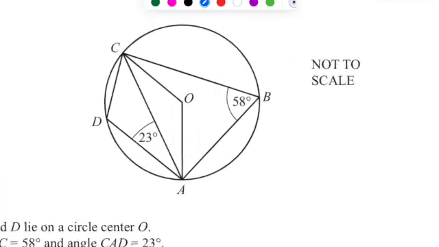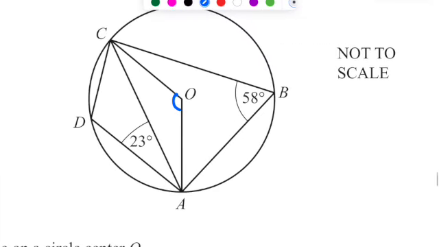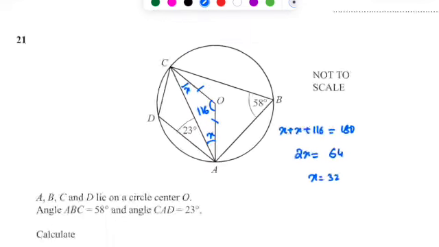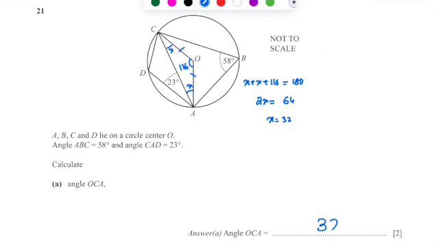So this angle has to be 116, double of the 58. This is x, this is x. Because these two sides are equal, it should be the same. So x plus 116 equals 180. 2x equals 64. X equals 32. So OCA equals nothing but how much? 32.